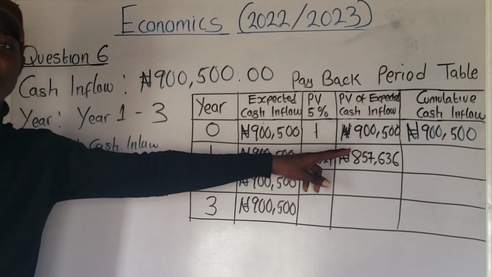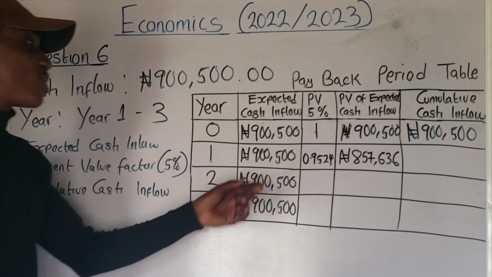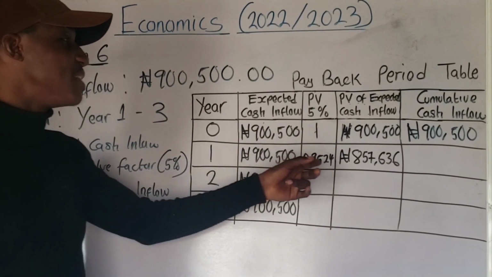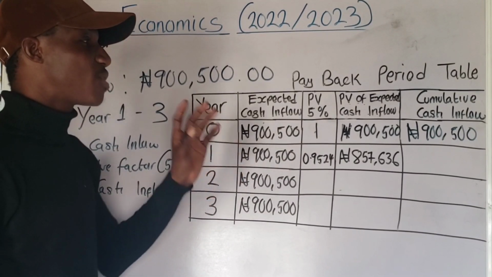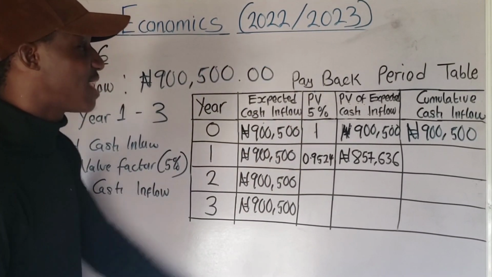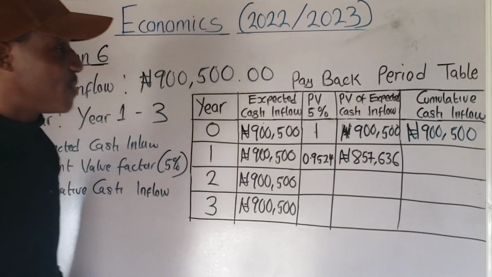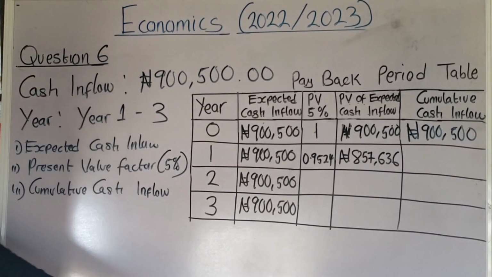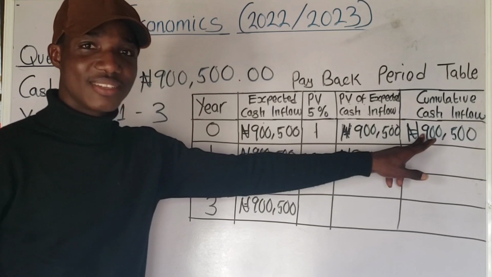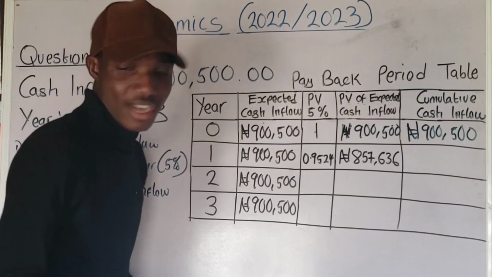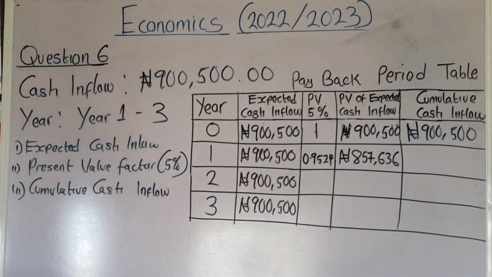the PV of the expected cash inflow? I take the product of the expected cash inflow and the PV at 5% for year one. You understand? So that's how we're going to do it for the other years. Now, what will be the cumulative? The cumulative cash inflow will be the sum of this and this. You understand? Please pay attention, okay? Let me draw a rule. Let me do something here. I'm coming.